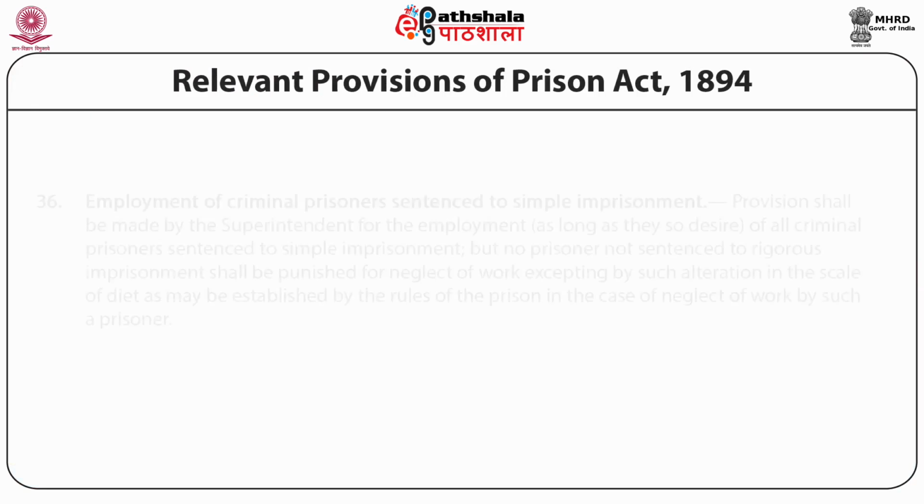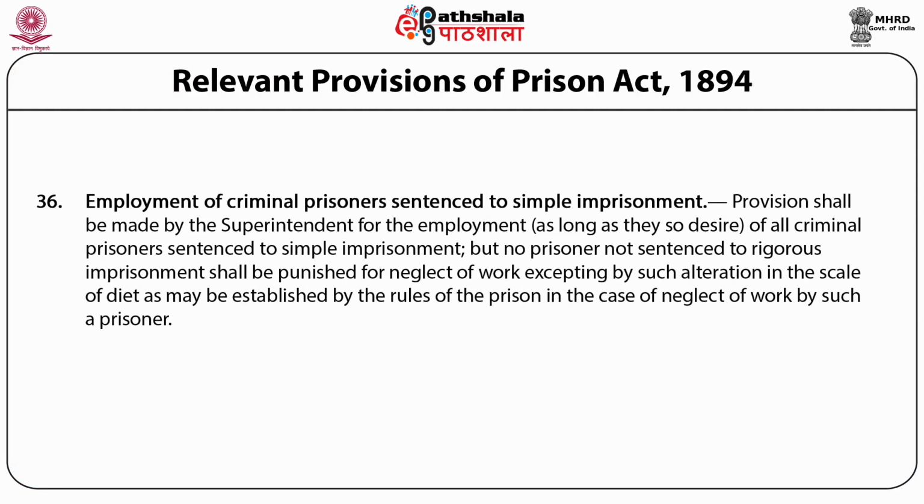Now, provision shall also be made by the superintendent for the employment of those who are sentenced to simple imprisonment. But no prisoner not sentenced to rigorous imprisonment shall be punished for neglect of work except by such alteration in the scale of diet as may be established by the rules of the prison in the case of neglect of such work by a prisoner. So this is a pretty draconian provision. For neglect of work, you can actually be denied food. This is the problem with the Prisons Act.